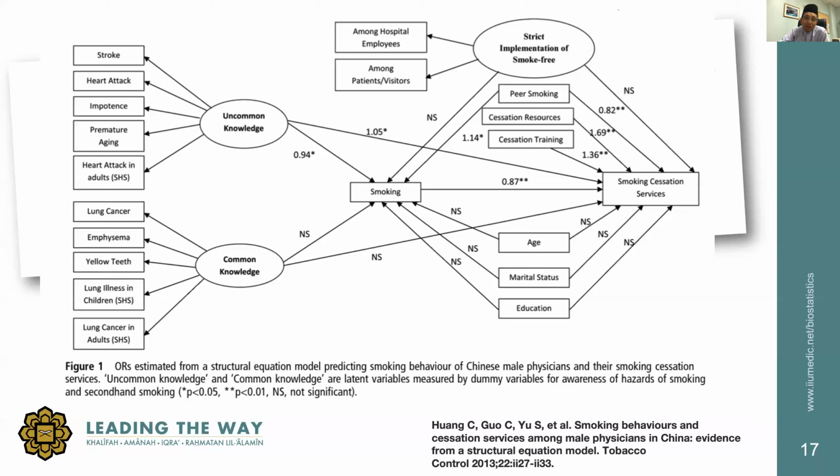Zero means null. Not significant. No value. But if it is a ratio, the null value is one, so either it's above one or under one. And when you talk about smoking, they always compare to the non-smoker. So those who smoke, do you see the value? Less than one. Less than one means less likely to prescribe smoking cessation to the patient. So if you are smoking, you don't bother whether your patient stops smoking or not. You are not bothering about that.